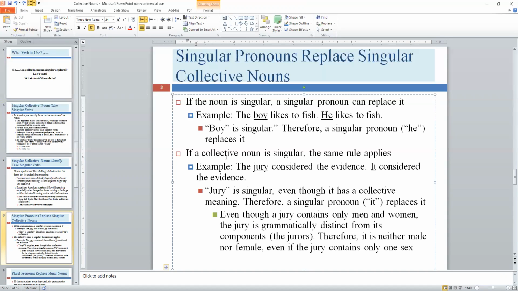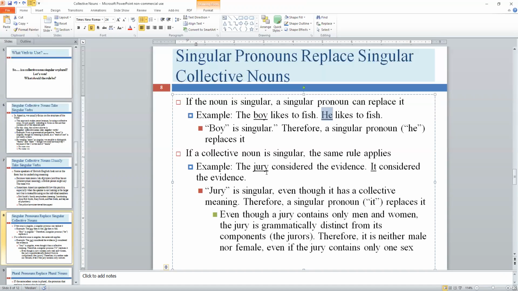The same rule applies if the noun is singular. But while it's the same rule, we're going to have a bit of a hesitation, because boy not only is grammatically singular, it also conceptually is singular. There's just one fellow there. And so it's really easy for us to decide to use he.